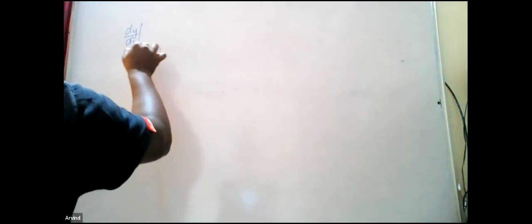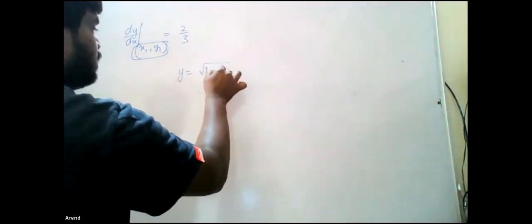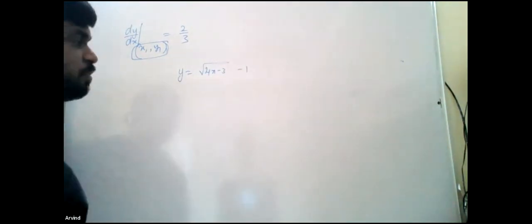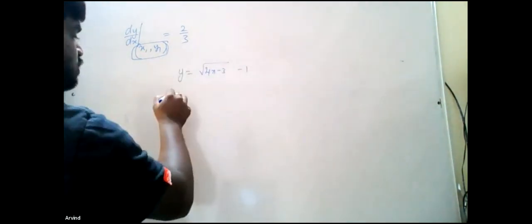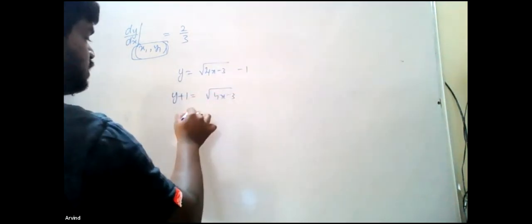Slope already ಕೊಟ್ಟಿದ್ದಾರೆ. Okay, ಅಂದ್ರೆ dy by dx at some value x1 comma y1 they have given you as 2/3. You have to find this x1 comma y1. That is the question. Okay, the curve is y is equal to root of 4x minus 3 minus 1. So ಇಲ್ಲಿ ಸ್ವಲ್ಪ ಈಸಿ ಮಾಡ್ಕೋಬಹುದು. ಇದನ್ನ ರೂಟ್ ಎಲ್ಲ ಇದ್ರೆ ಸ್ವಲ್ಪ ಎಲಿಮಿನೇಟ್ ಮಾಡ್ಕೊಳ್ಳಿ, ಈಸಿ ಆಗುತ್ತೆ. -1 to the side will become +1. y plus 1 is equal to root of 4x minus 3.